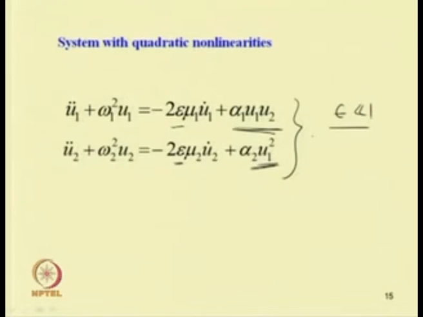One can find the solution of this type of system by using different numerical techniques such as Runge-Kutta method, central difference method, or one can use the Newmark beta method or Wilson theta method to find the nonlinear response of the system. But to get the frequency amplitude relation, one can use these perturbation methods. Already we have studied different types of perturbation methods, and in today's class we will take the method of multiple scales to solve these equations.